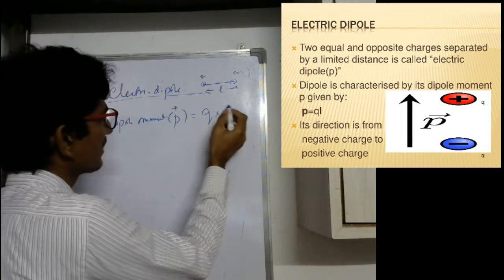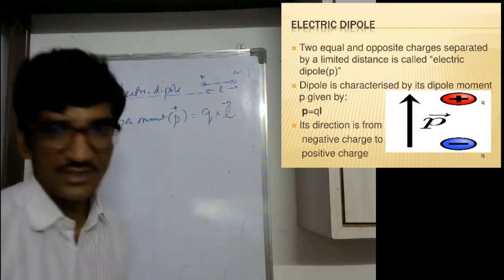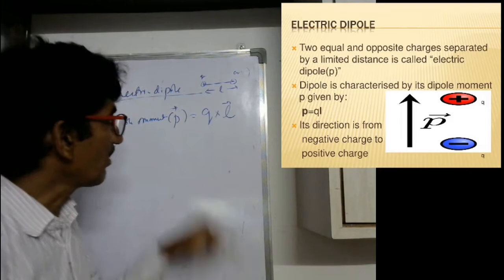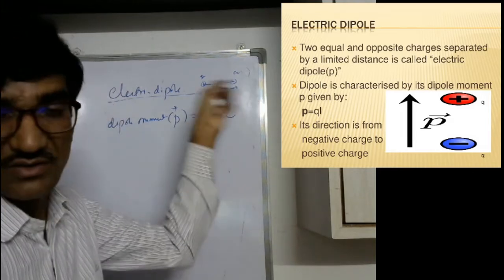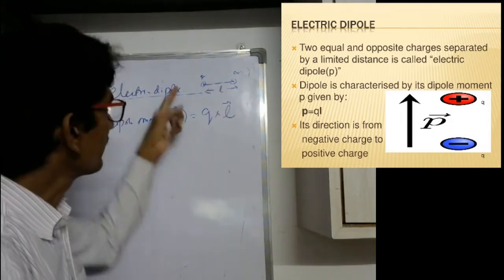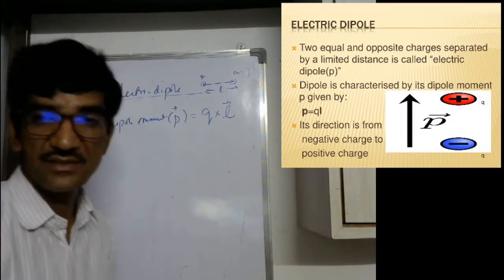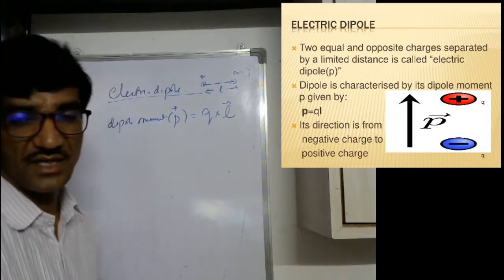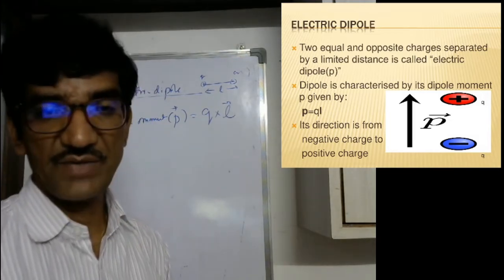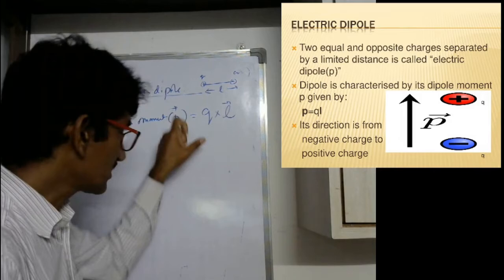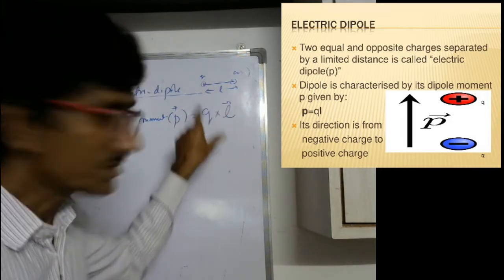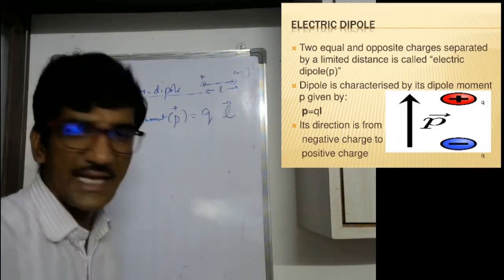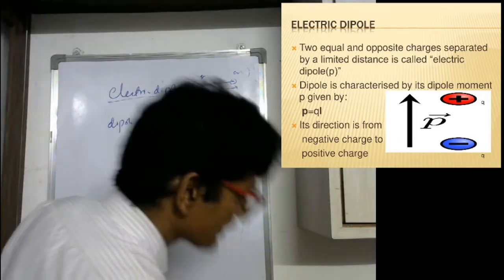This is a vector, this is also a vector. See, this p will be directed along the line joining these two charges, along the L. P and L are in the same direction. You can see this on the slide also. There you have plus charge, minus charge. Since p is a vector, we have to specify its direction. Here we simply write qL, L is a vector.